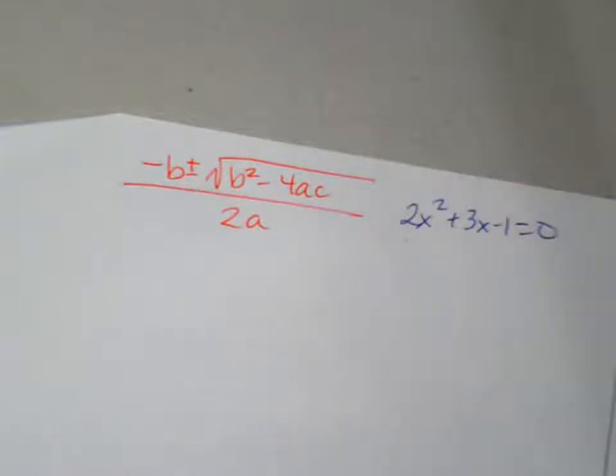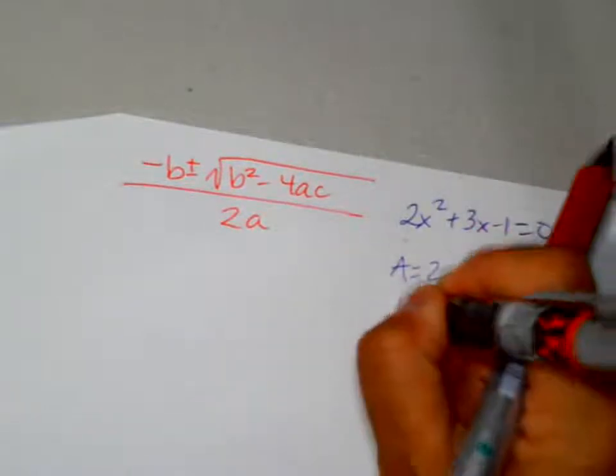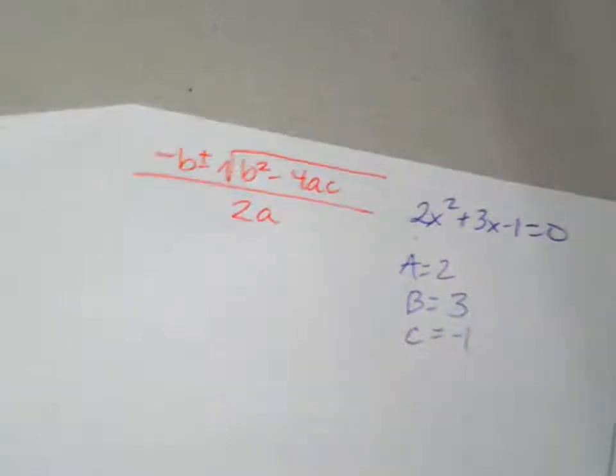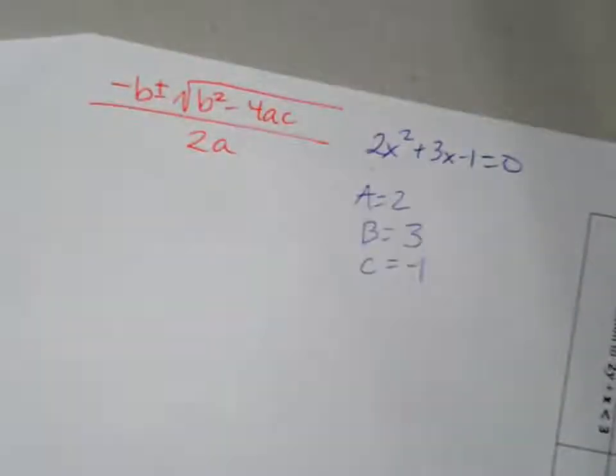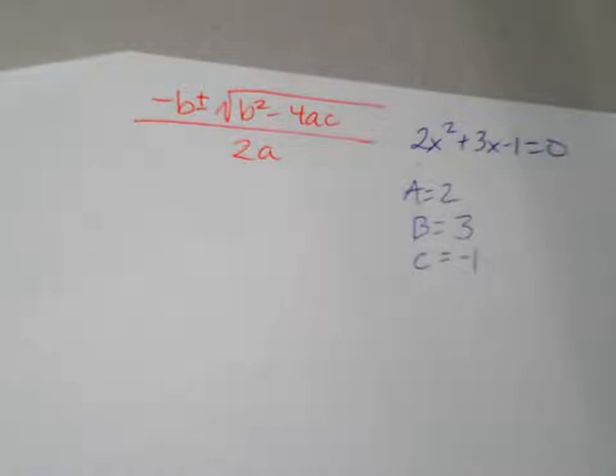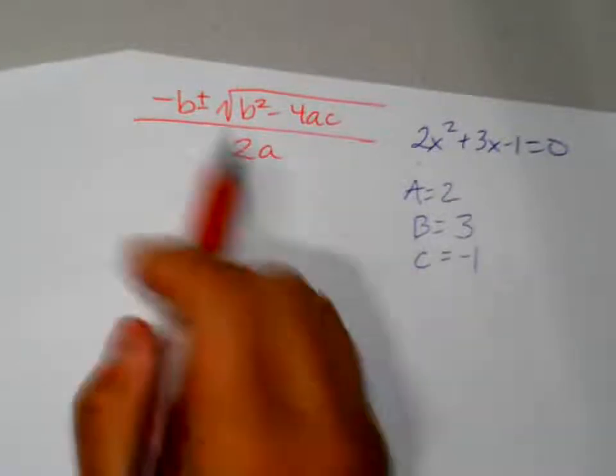My A is equal to 2, my B is equal to 3, my C is equal to -1. Remember, first step when you want to do these things, you want to make sure that it equals 0. If it doesn't equal 0, you need to make it equal 0. So make sure you've got that one good to go. And let's just plug them in.